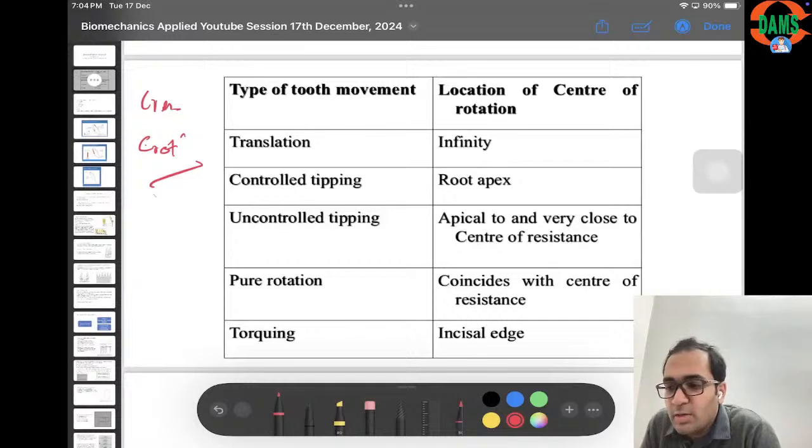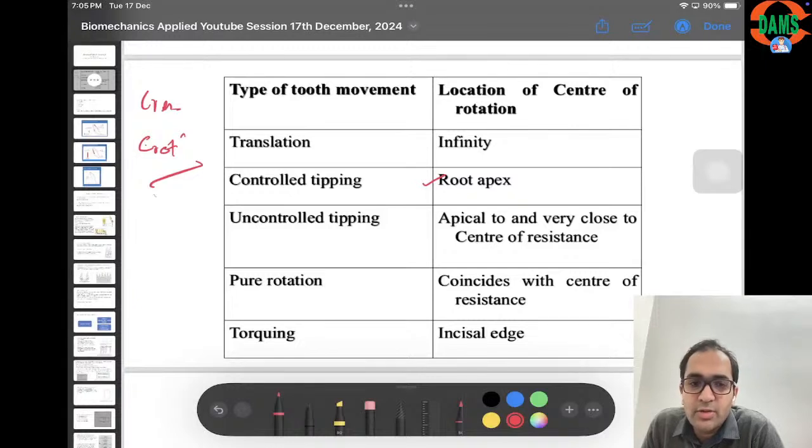Infinity is not a predetermined point. It's a point which is located very far away. So it's believed that a body rotates around that imaginary point which is located quite far away. Next comes controlled tipping. In controlled tipping, the root stays there, the crown moves. So the center of rotation is at the root apex.